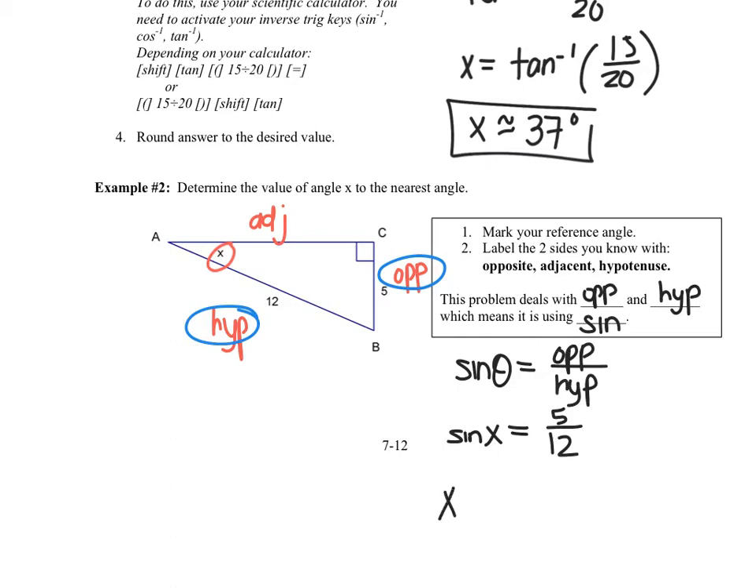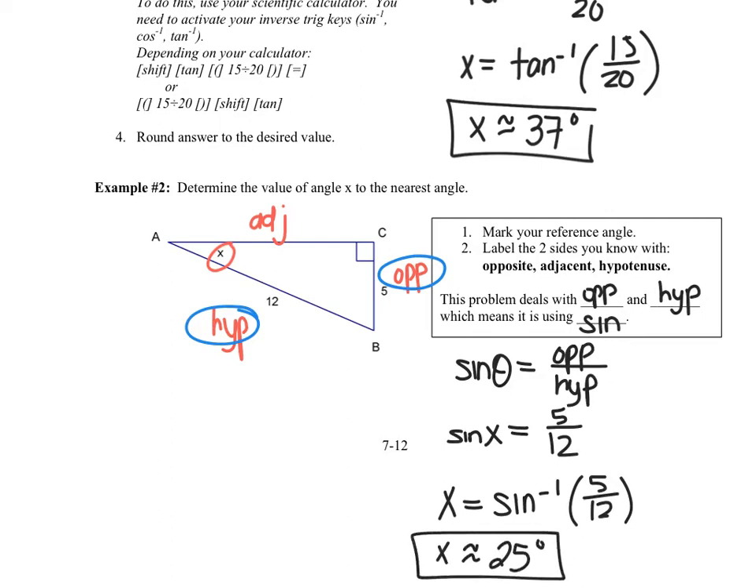And now, because I want to solve for an angle, I'm going to use my sine inverse function. So I'm going to type in shift sine 5 divided by 12. And when I round it, I get x is approximately 25 degrees. And that's it. Label your triangle, circle the two given sides to choose your ratio, and then you're going to take the sine inverse to find your angle.